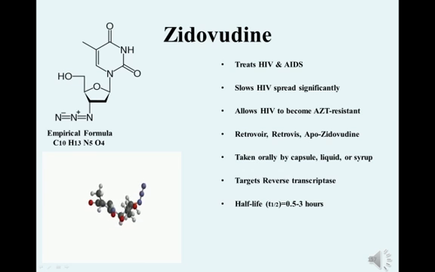The drug fludarabine is used to treat HIV and AIDS by slowing down the spread of HIV significantly. It allows HIV to become AZT resistant.